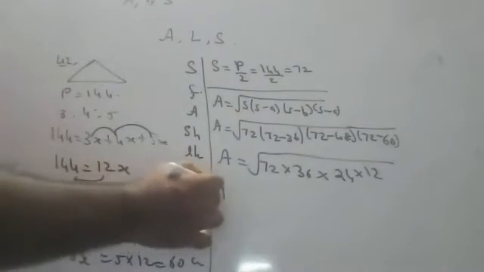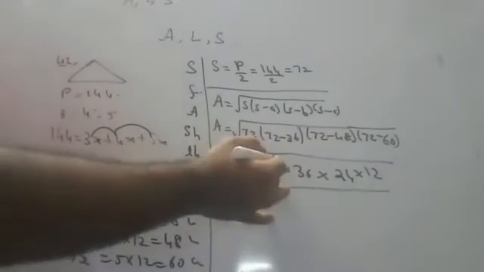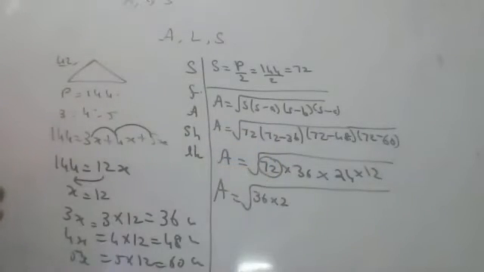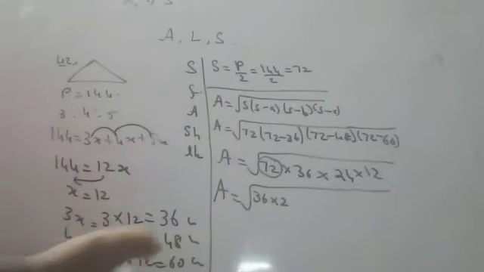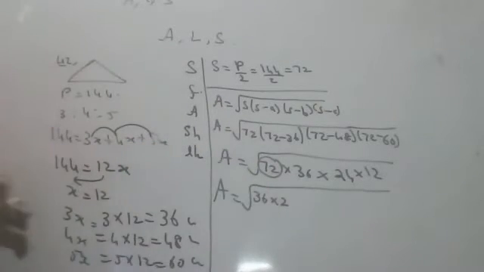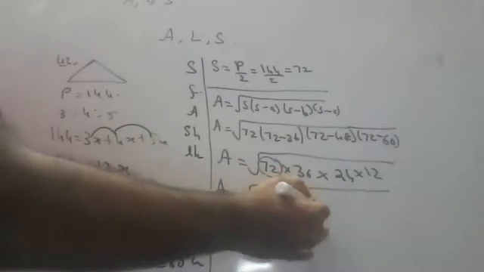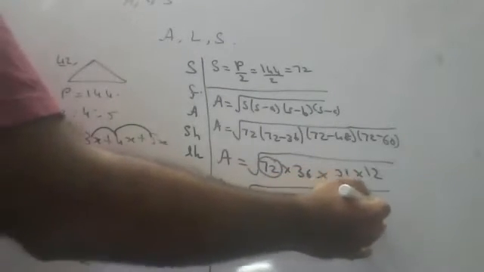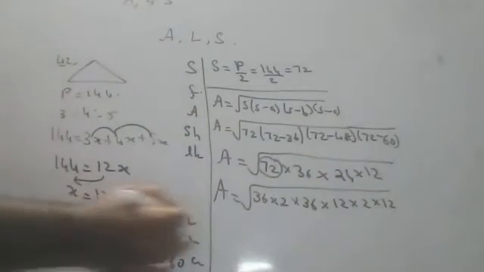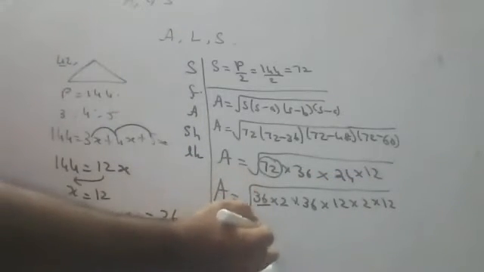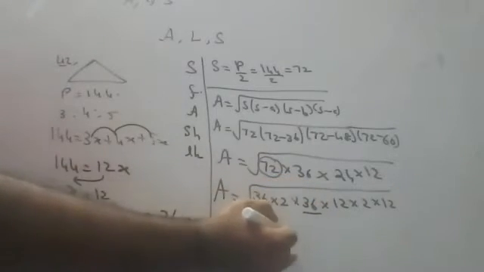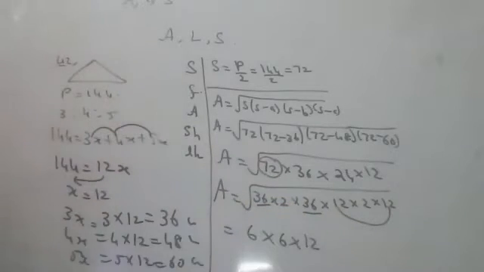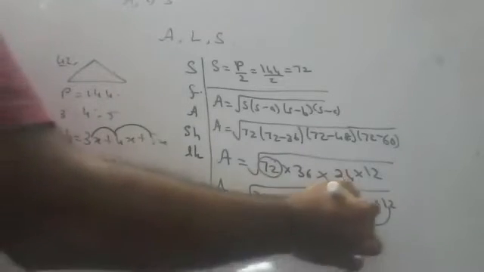Area is equal to, simplification I'm doing, children. 72 can be written as 36 into 2, because 36 has a square root. 12 sixes are 72 also, but 36 has a perfect square, so I wrote 36 into 2. Don't do anything for 36. 24 I can write as 12 into 2 into 12. Now you see, for 36, 6 will come out. For two 12s, one 12 will come out. And for two 2s, one 2 will come out.